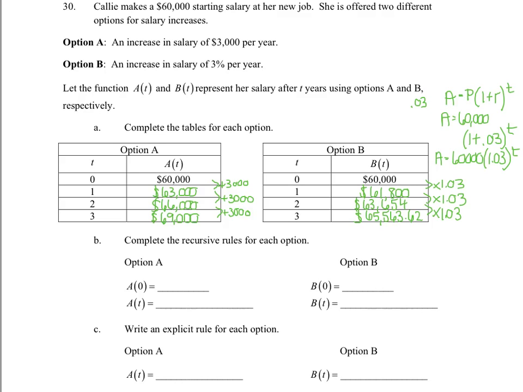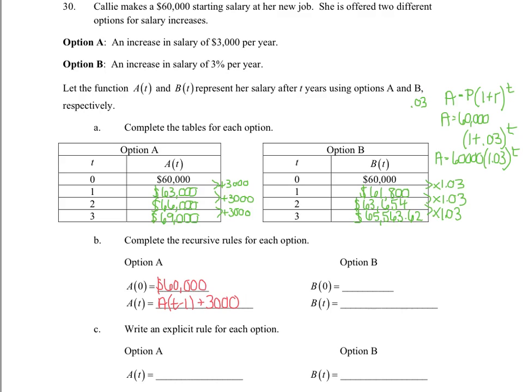Part B says to complete the recursive rules for each option. Option A is when we increase by $3,000. So our starting amount, A of 0, is $60,000. And our recursive rule, A of t, is always what we're doing to the previous term. Well, my previous term is A of t minus 1, and I'm adding my common difference of 3,000 every time.